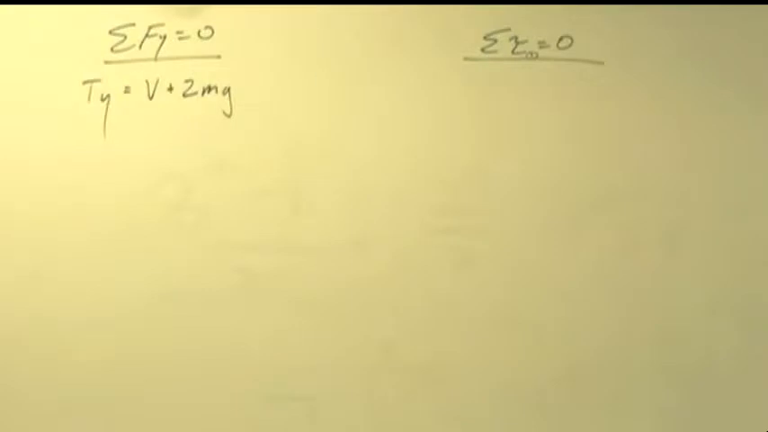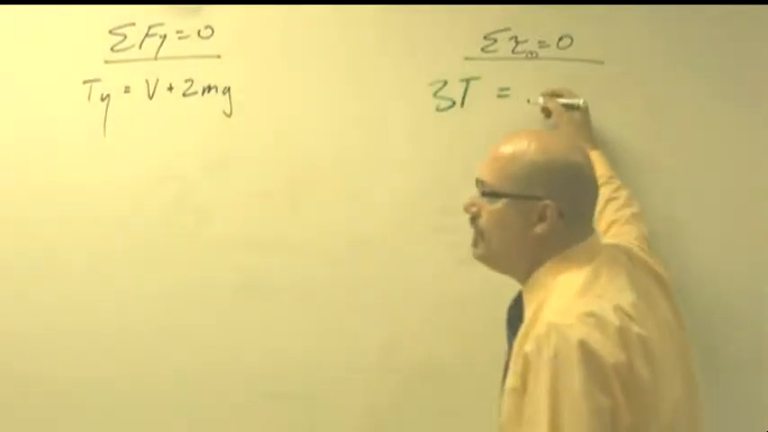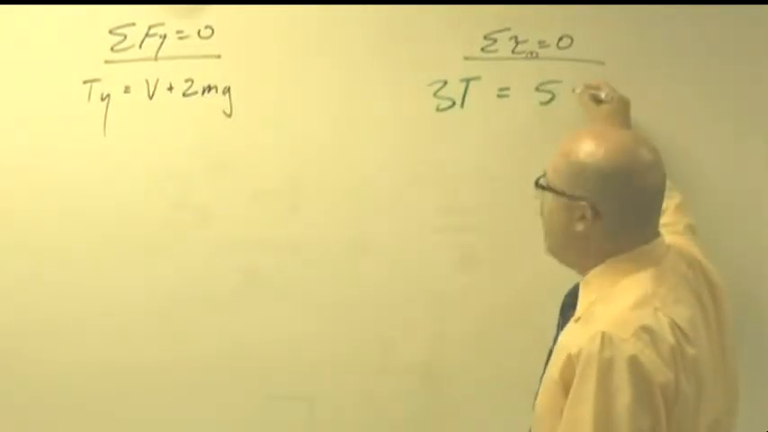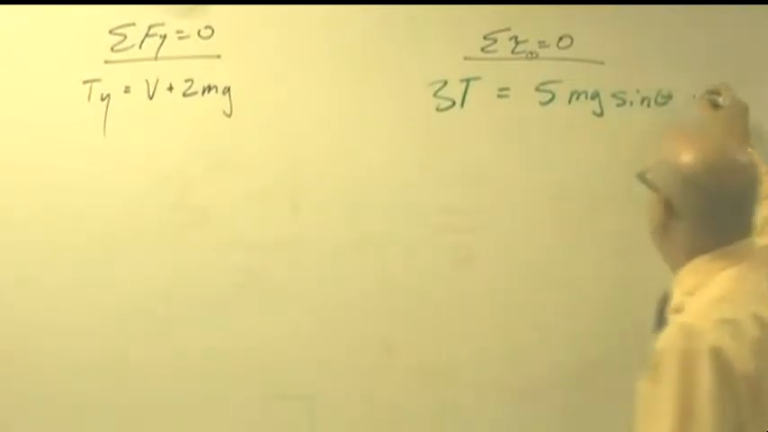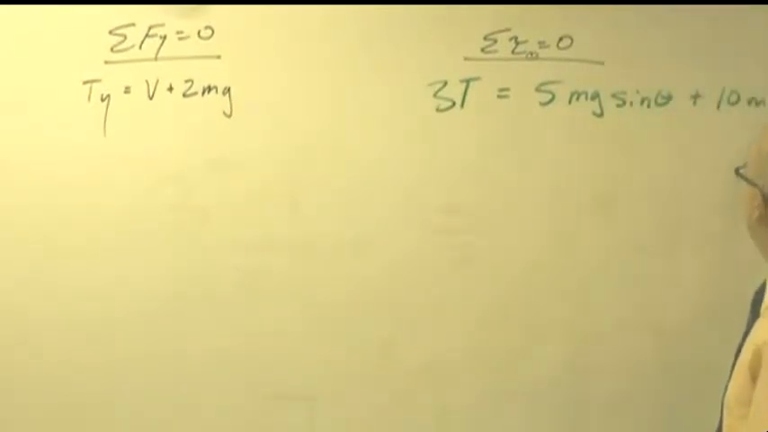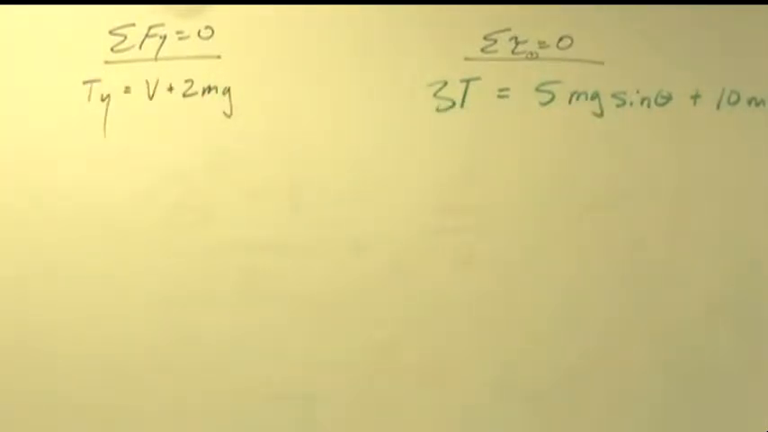3T. Now, wait a minute. Is this torque a positive or negative torque for this one? Positive. That's a positive torque, and these are going to be negative torques, right? Yes. So this one is on one side of the equation, these are on the other side, since they equal 0. So 3T equals what? 5 mg sine theta plus 10 mg sine theta. This is the 15 mg torque equation.